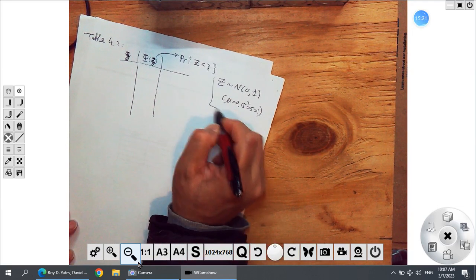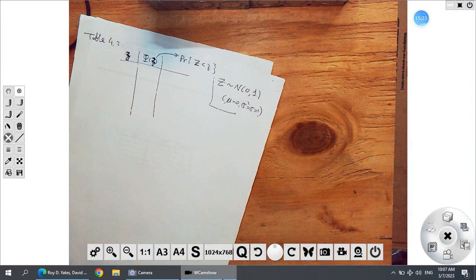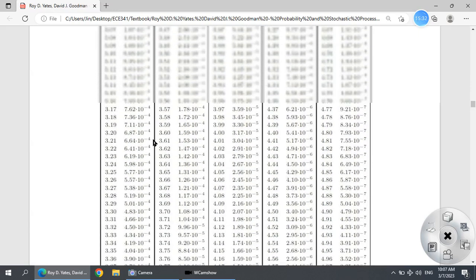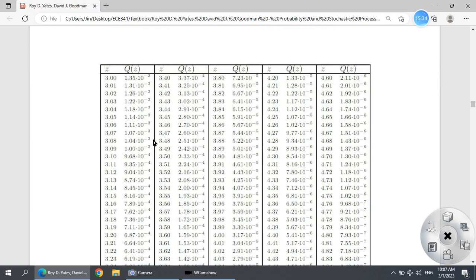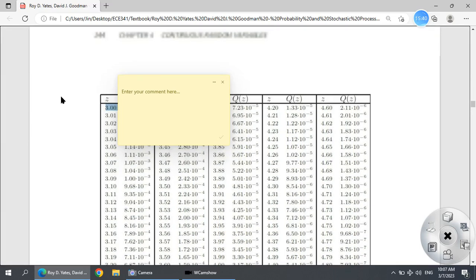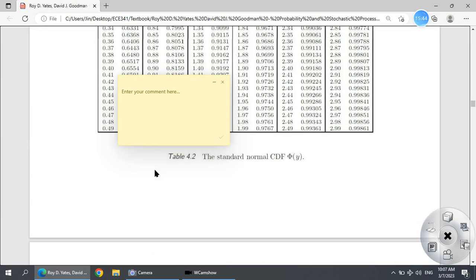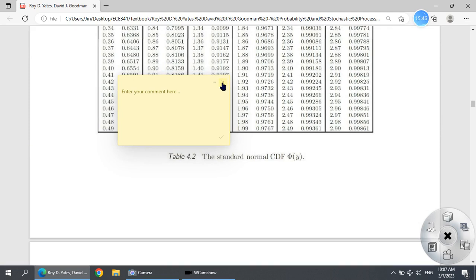So this is a table for this one, and you can see the values in the table. The most left column is z. And this is the second table. This is Q, not phi. This one is phi, the first table.